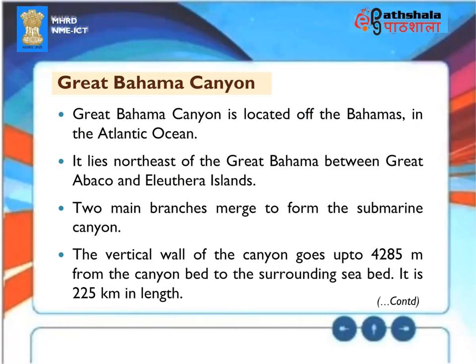Great Bahama Canyon. Great Bahama Canyon is located off the Bahamas in the Atlantic Ocean. It lies northeast of the Great Bahama between Great Abaco and Eleuthera Islands. Two main branches merge to form the submarine canyon. The vertical wall of the canyon goes up to 4,285 meters from the canyon bed to the surrounding seabed. It is 225 kilometers in length.